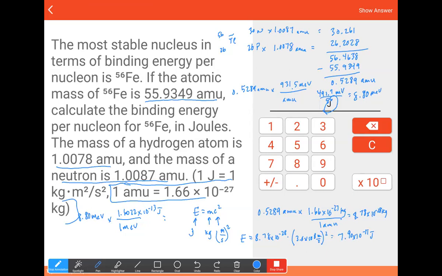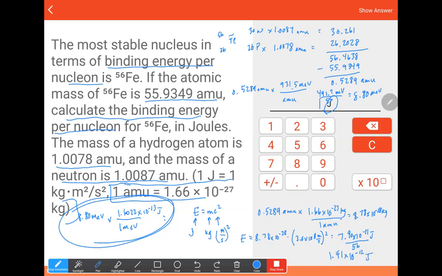Now, let's read it again. Calculate the binding energy per nucleon. So we just found the binding energy, so now we have to divide it by our 56. So we divide that last answer by 56 and we get 1.41 times 10 to the minus 12th, which is the same thing we would have gotten if we multiplied over here. So a little more complicated than the MeV method, but it does show us our E equals MC squared, and that's in joules. So 1.41 times 10 to the minus 12th.